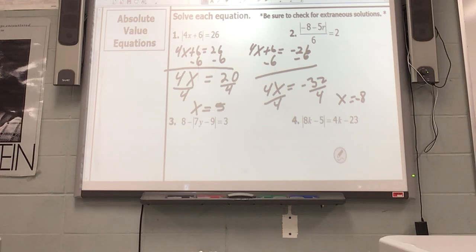So let's plug our 5 in. 4 times 5 is 20. 20 plus 6 is 26. Absolute value of 26 is 26. So the 5 is good. Negative 8. 4 times negative 8 is negative 32. Negative 32 plus 6 is negative 26. Absolute value of negative 26 is 26. So both of them worked. There was not an extraneous. Winner, winner, chicken dinner.